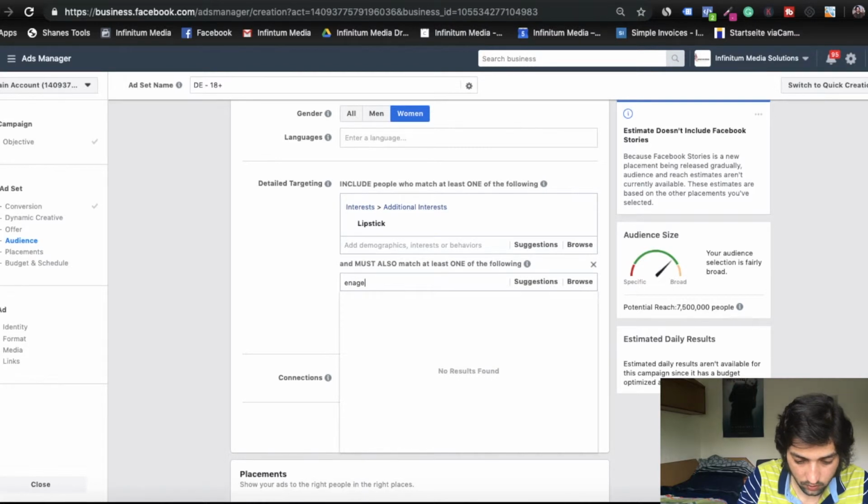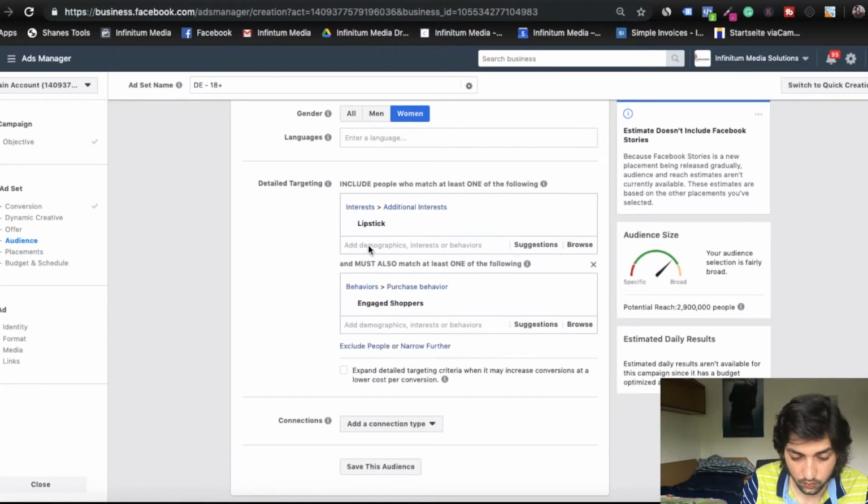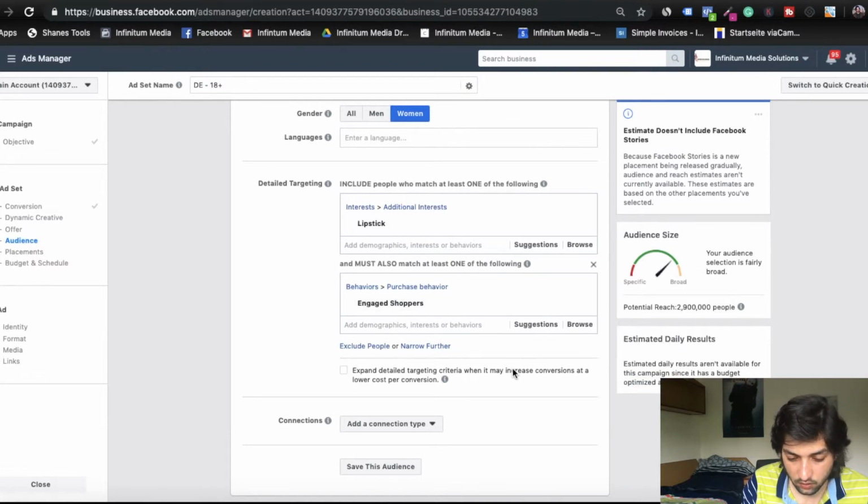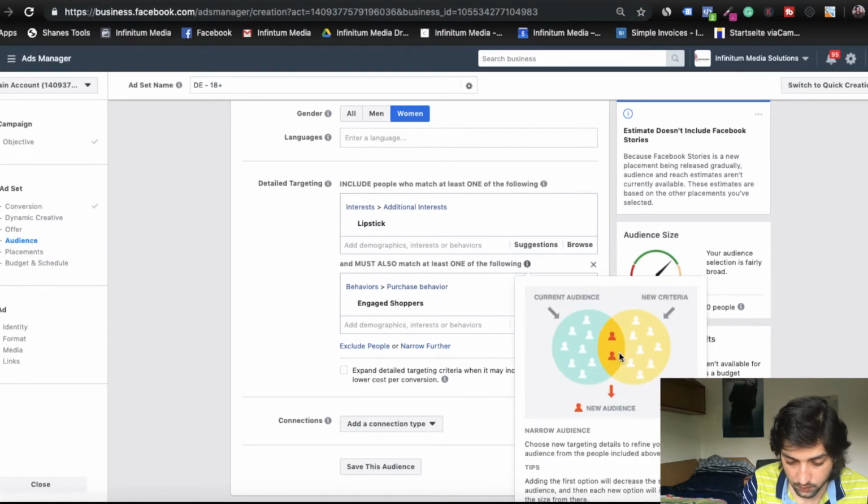So what I want to do is flex it with engaged shoppers. What I mean by flex targeting is people who are interested in lipstick as well as engaged shoppers. Okay, so as you can see, it's written behaviors here. Engaged shoppers means someone in the last week or in the month has clicked on the shop now button, and you can read about it over here as well. So this, for example, is the people who like lipstick, and this circle is the people who are engaged shoppers.